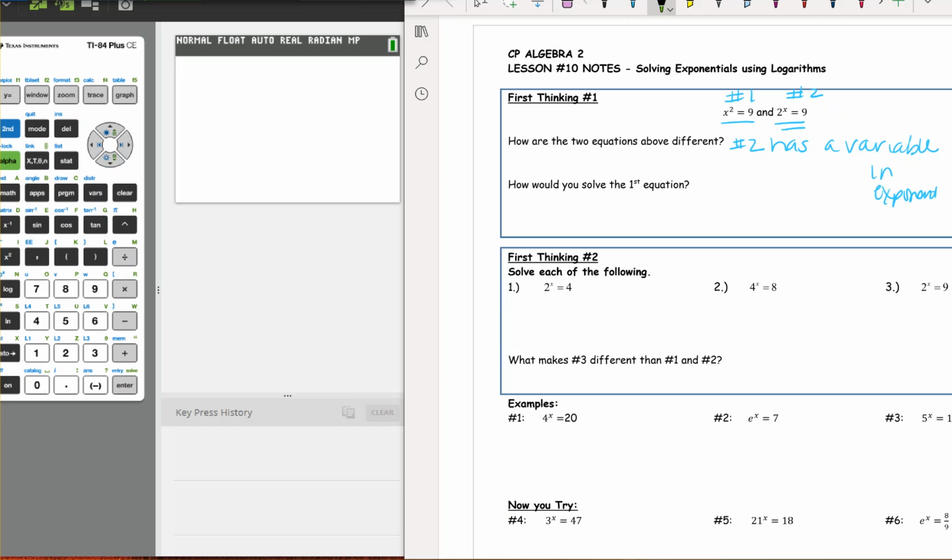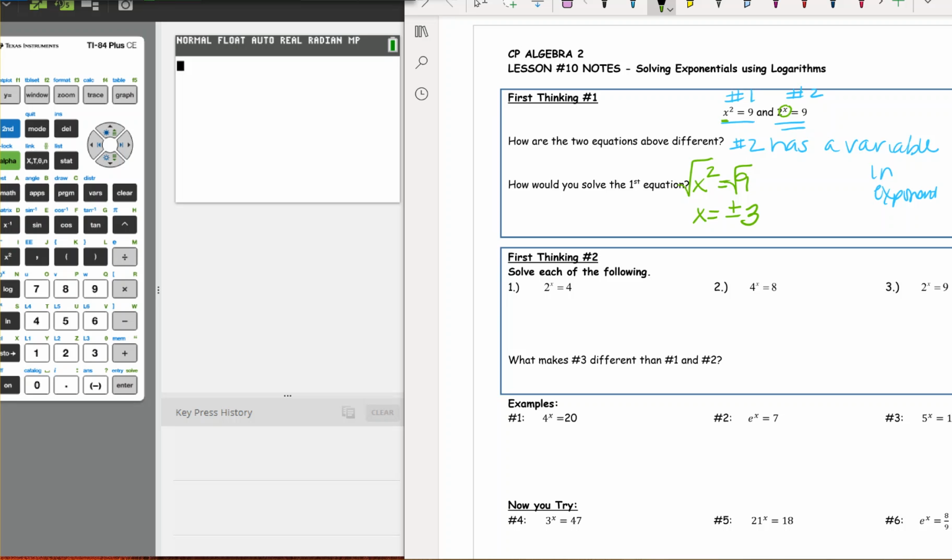So it's a very big difference in where the x is. In equation number 2, the x is in the exponent. In equation number 1, the x is the base of the exponent, and those get solved very differently. So the next question was, can you solve the first equation, x squared equals 9? Well, we can solve that by just square rooting both sides. That we learned back in unit 2. So the answer would be plus or minus 3.